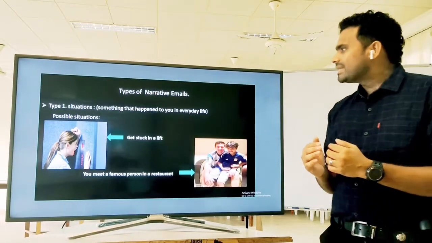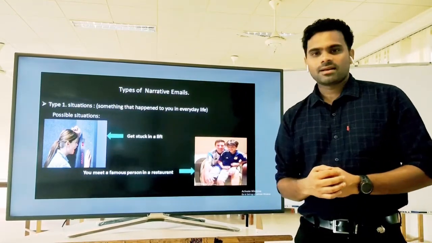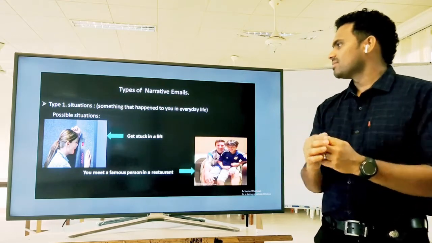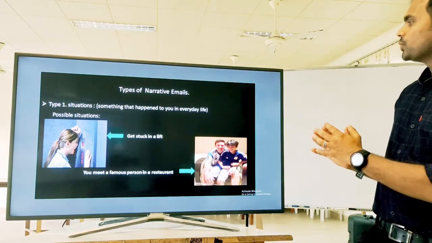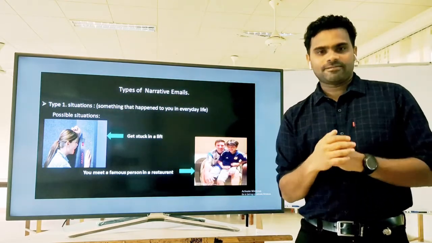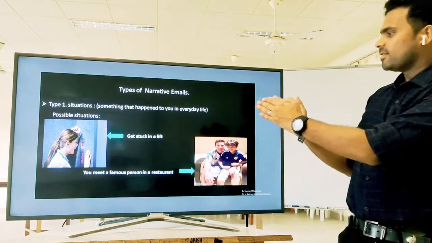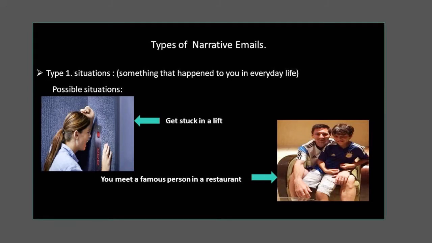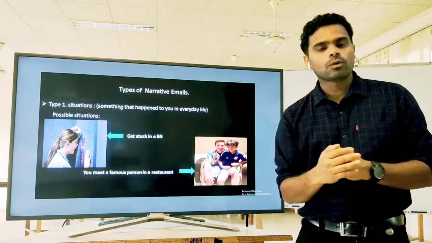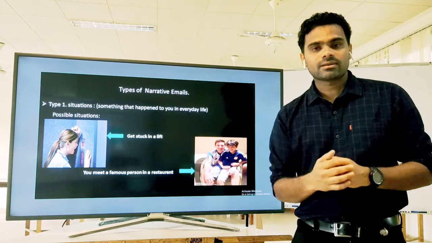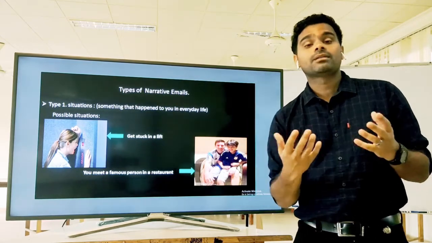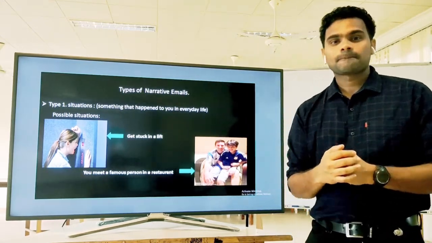There are three types of narrative emails. Type 1 situation: something that happened to you in everyday life. That is the first possible situation. See the first picture, she gets stuck in a lift. See the second picture, you meet a famous person in a restaurant. Maybe the international football player, great legend Lionel Messi, or maybe the Maldivian president.